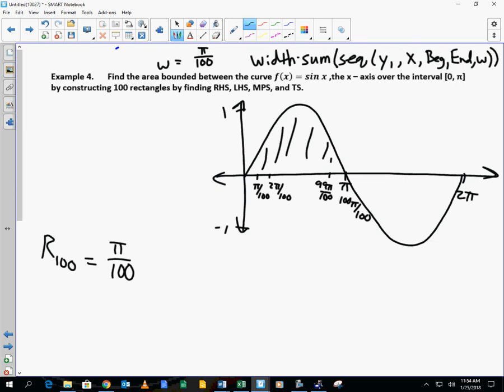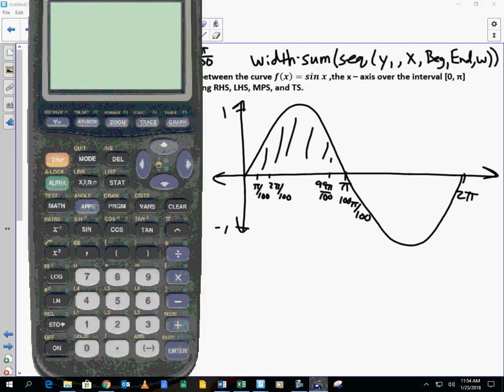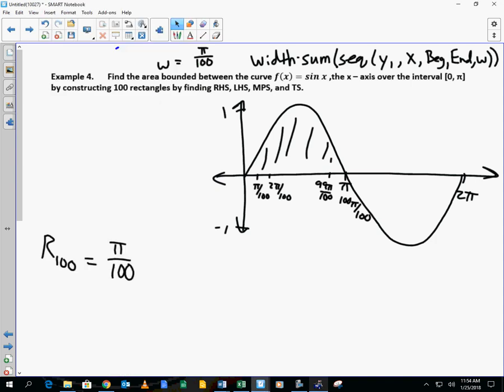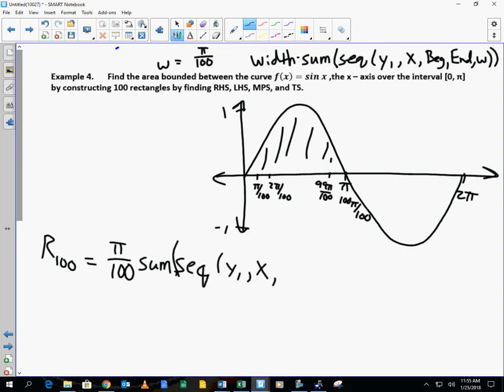Parentheses. Now you're going to have to do this on the test, so you're going to need to make sure that you know how to type this in. And it's not that bad. Beginning. So I'm doing right hand of 100 times the sum of the sequence of y1 comma x comma.